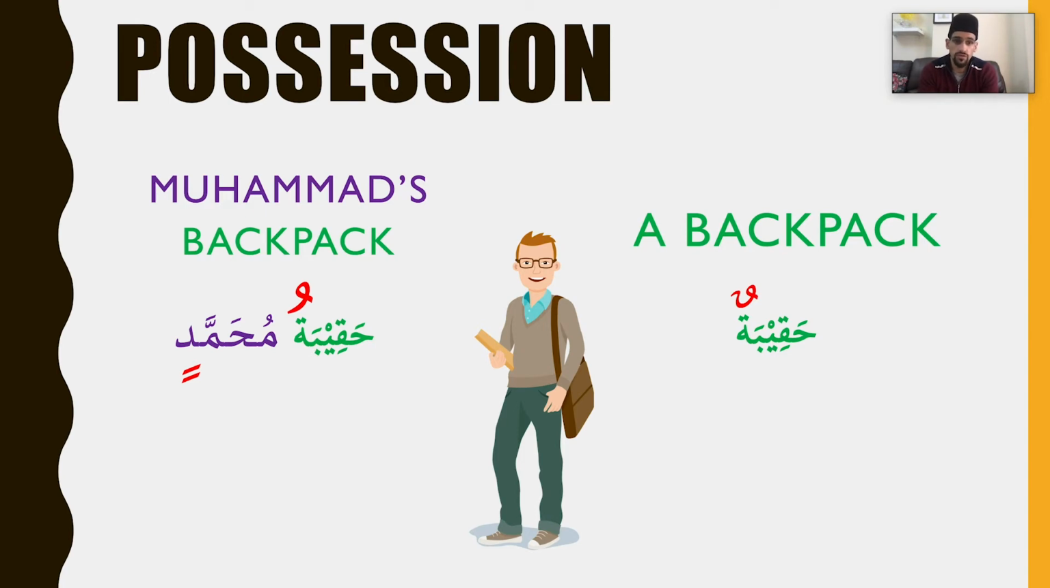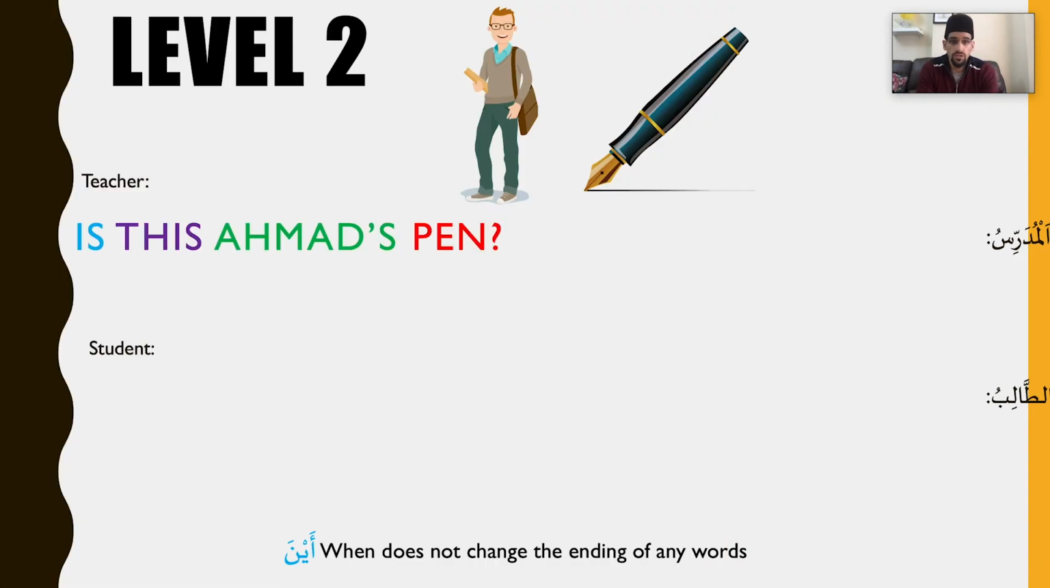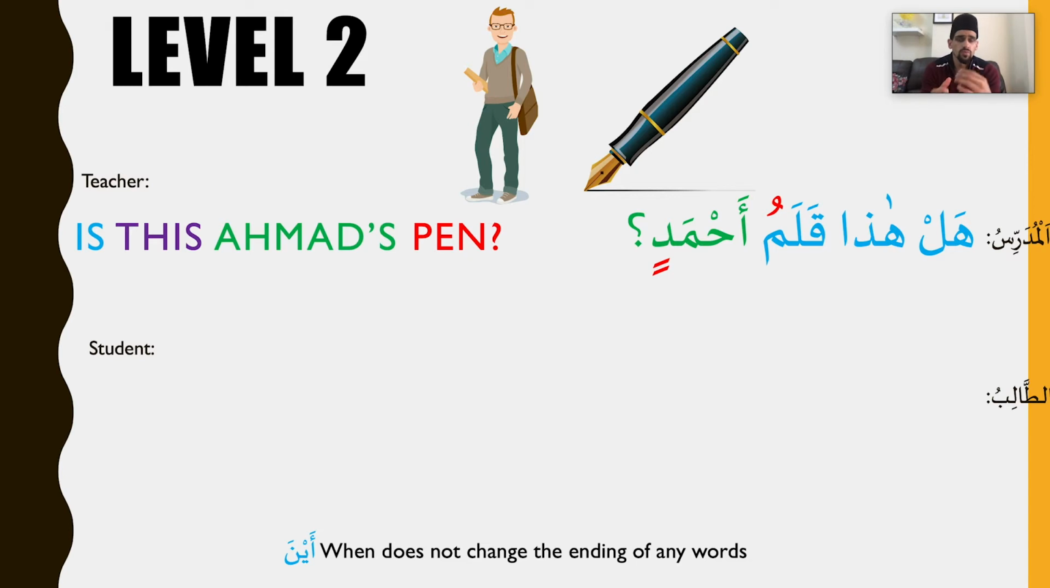And now let's try to go to level 2 and work out how to use this in a conversation. So the teacher says to the student, is this Ahmad's pen? هل هذا قلم أحمد؟ So remember, when they're speaking, it's a little bit different. You don't have to pronounce all the vowels. So you can just say هل هذا قلم أحمد؟ So you wouldn't say the ending vowels, because again we're learning possession. It's the same rule.